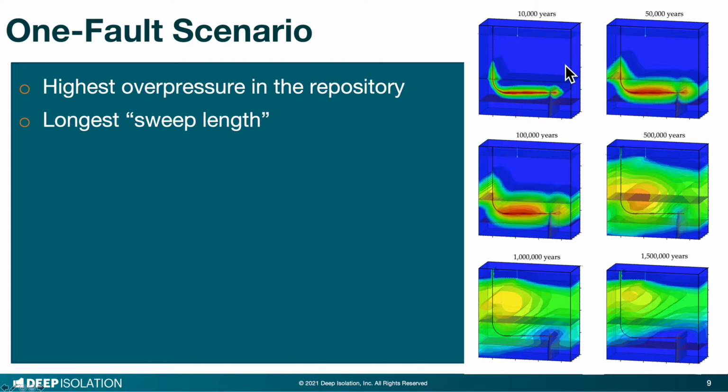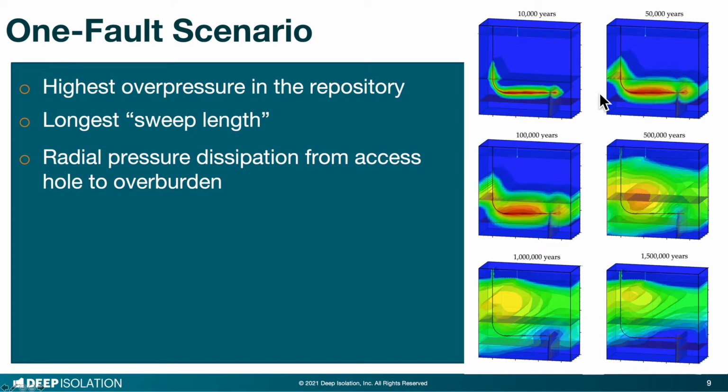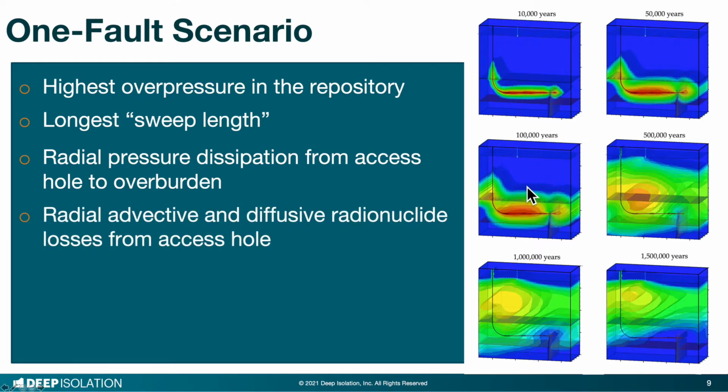The fault intersects the repository near its dead end and pushes contaminated water from all waste canisters towards the access hole. Once the pressurized water reaches the more permeable overburden, it flows radially out, away from the borehole, and the pressure dissipates quickly. This effect is also clearly seen by the cone-shaped plume of iodine, which is the result of radial, advective and diffusive radionuclide losses from the access hole into the overburden, again drastically slowing down the upward flow of contaminated water along the borehole.